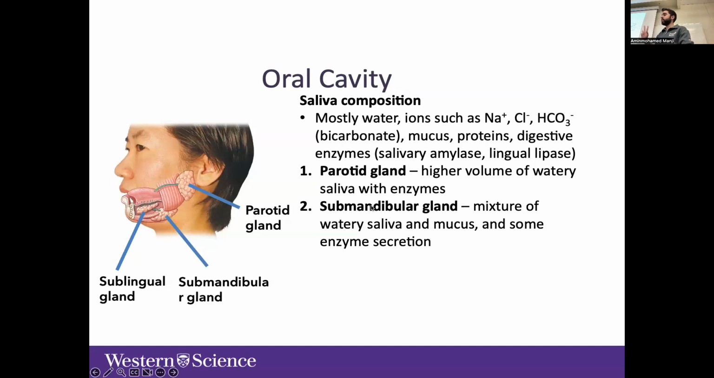So these two glands are contributing enzyme secretions. The parotid gland is the major contributor. The submandibular gland has a little bit of enzymes, but it's really the parotid gland that's the major contributor to enzyme secretion. And keep in mind, we have a third pair of salivary glands.